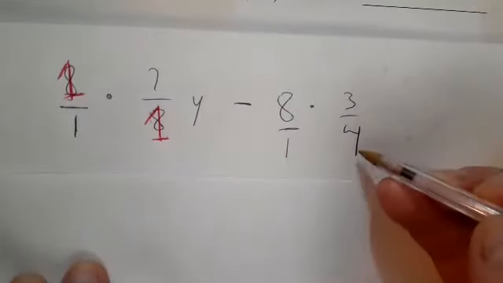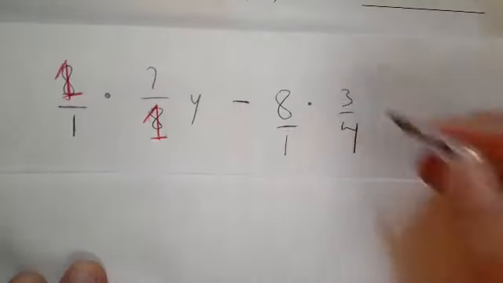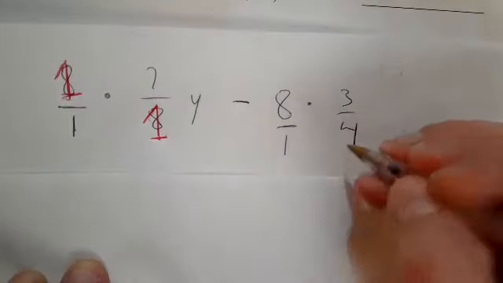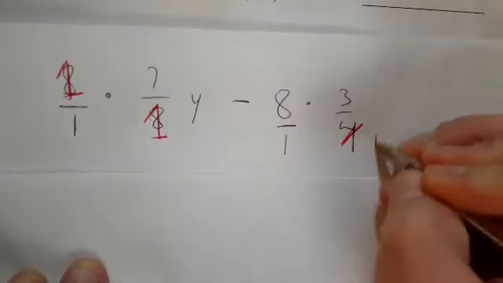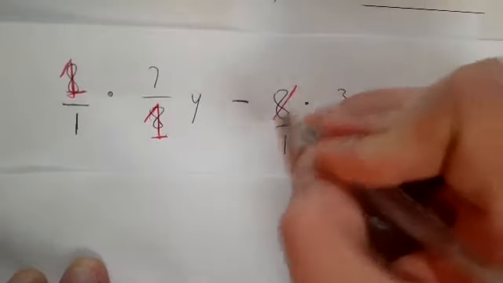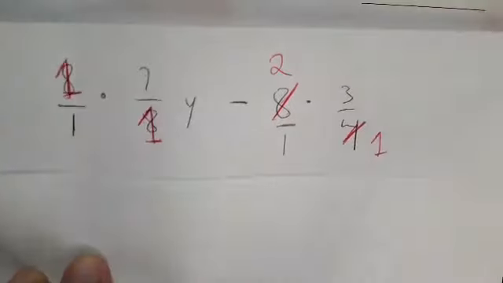Here we're going crossways. I have a 4 here, I have an 8 here. So the common factor these both have is the 4. If I divide this by 4, it's going to give me 1. If I divide this by 4, it's going to give me 2.